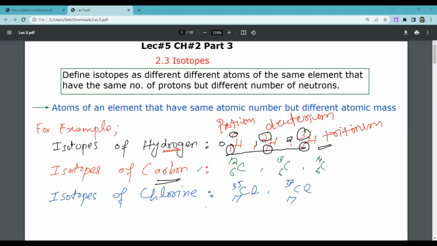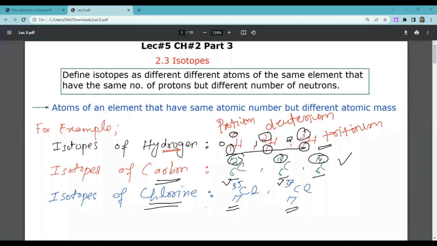Similarly, isotopes of carbon, 12, 13 and 14. Here the atomic number is the same but the mass number is different, so these atoms are isotopes. Here also the atomic number is the same but the mass number is different, 35, 37. So these are isotopes of chlorine.